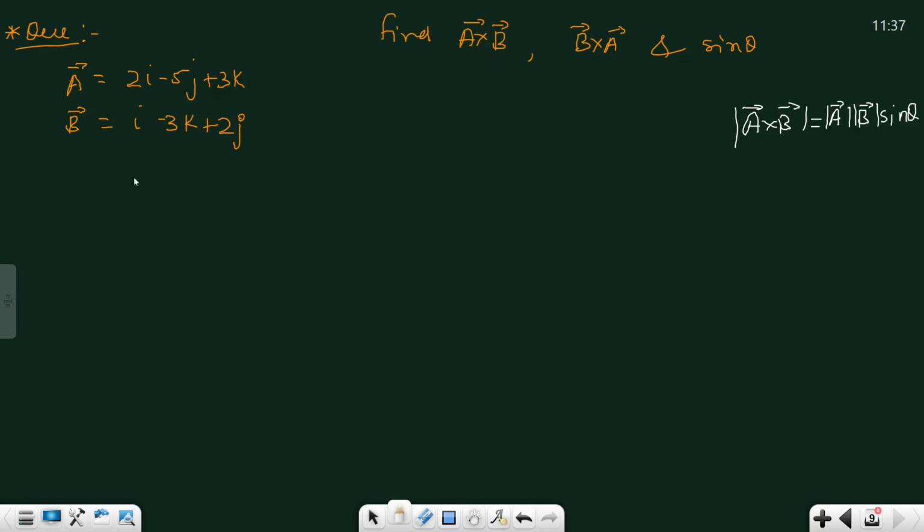So we are starting with the solution. A cross B. First give me the answer. Whatever answer you are getting, just give me the answer first. A cross B is 9 common, 9 outside in the bracket, i cap plus j cap plus k cap. So this is your answer. A cross B.